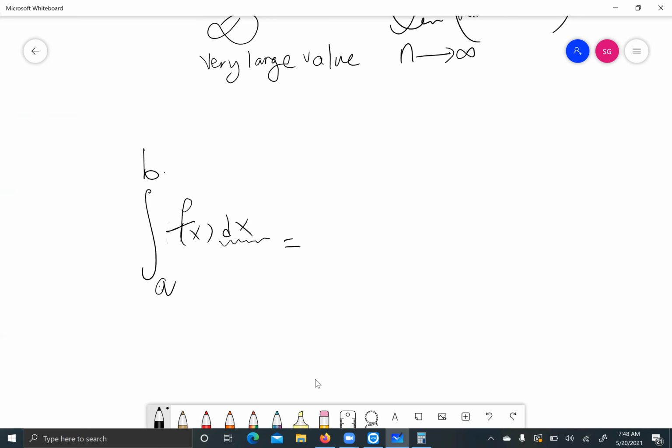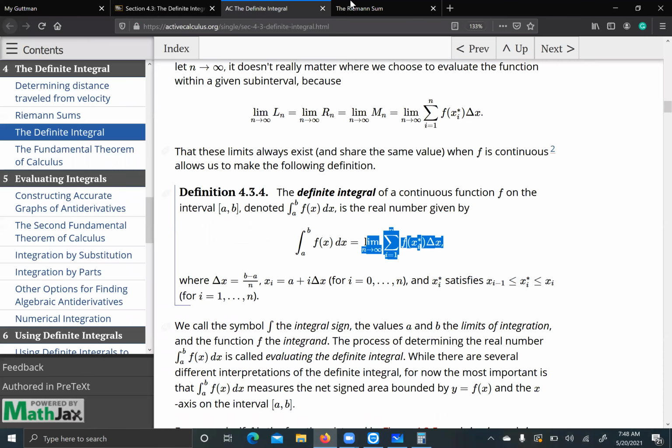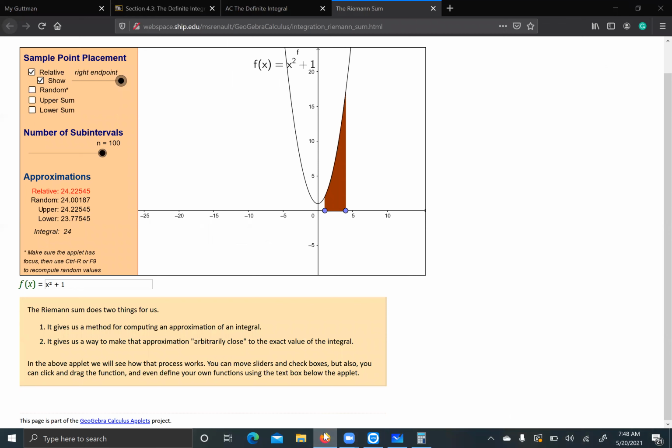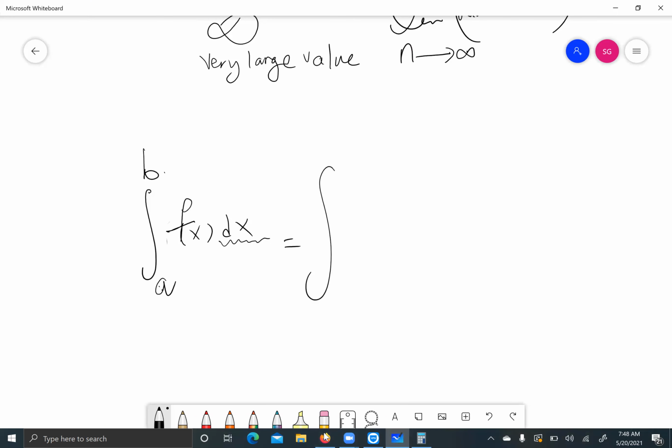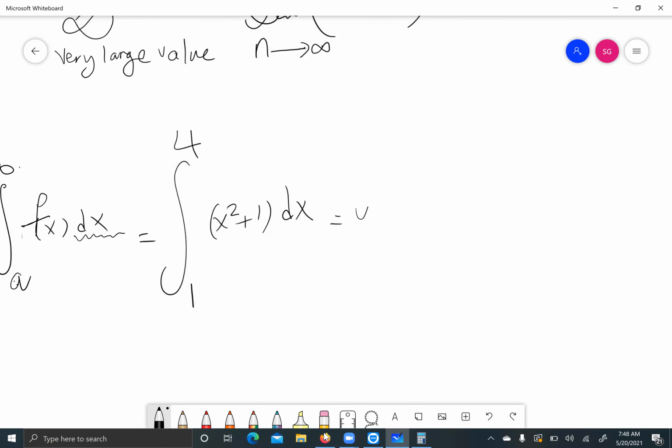In this example, I'm gonna put the notation for this example. What is the function? It's x squared plus 1. So we are doing the integral of x squared plus 1 with respect to x from 1 to 4. And what is this? It's nothing other than the limit of Riemann sum. It's the limit of Riemann sum when n goes to infinity.